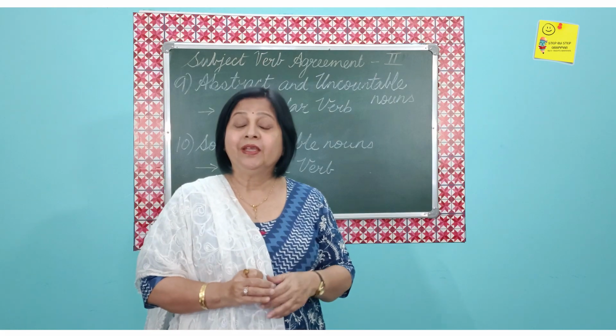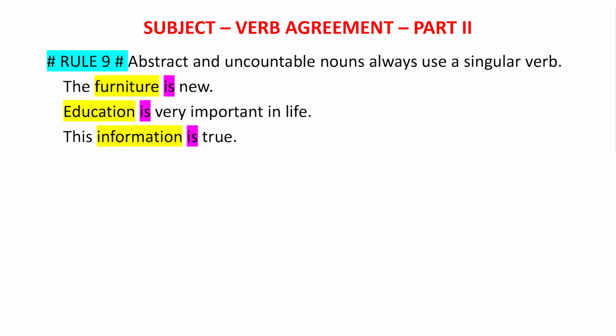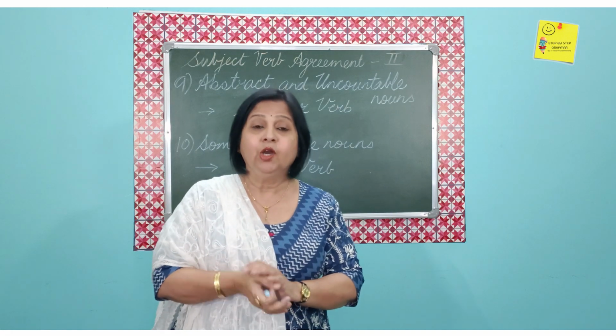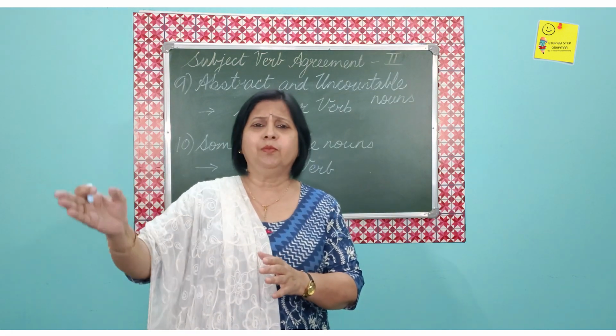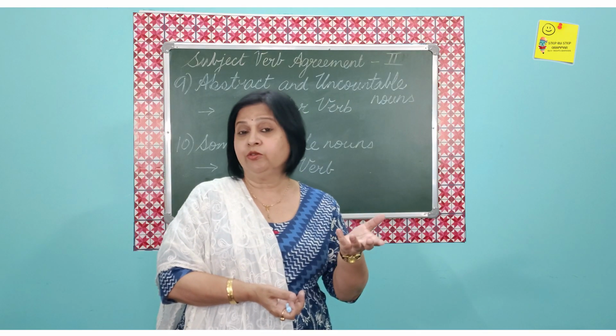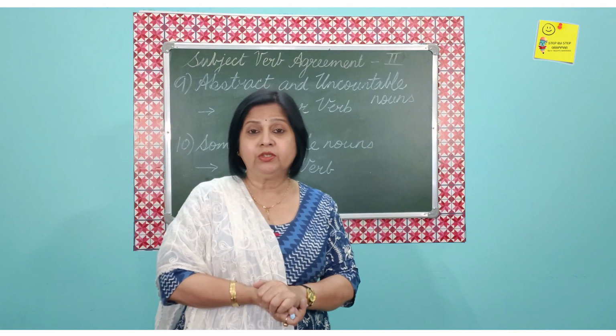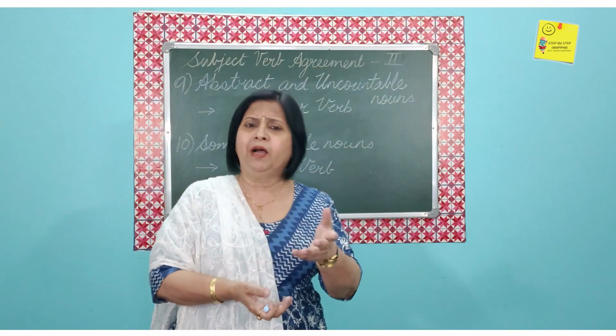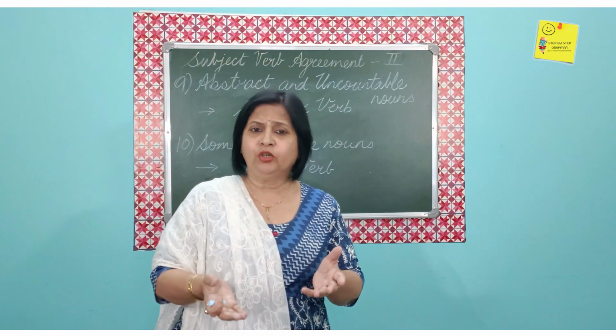Rule number 9: abstract and uncountable nouns always take a singular verb. For example, the furniture is new. The word furniture is uncountable. What we count are the tables, chairs, cupboards, sofas and all that. Education is very important in life, education being an abstract noun. Similarly, the information is true. Information is again abstract, or we can also call it uncountable because we cannot count it. And we can also use the past tense instead: the information was true.